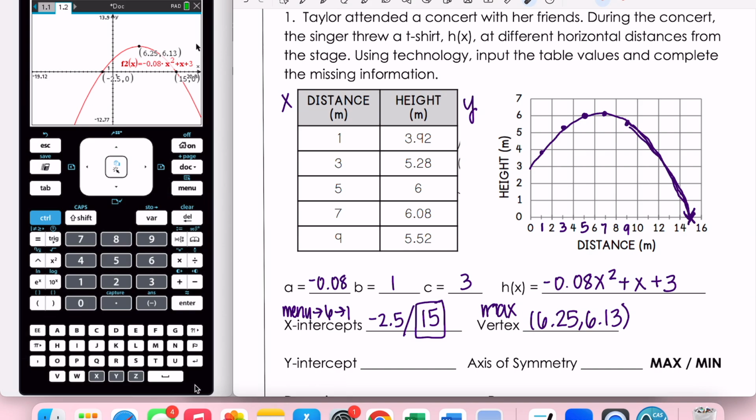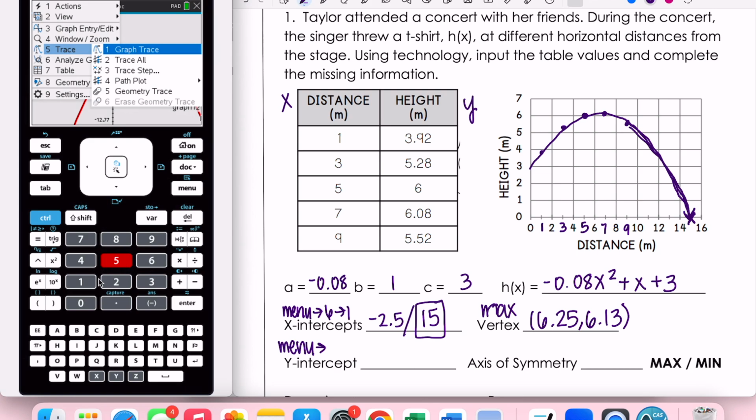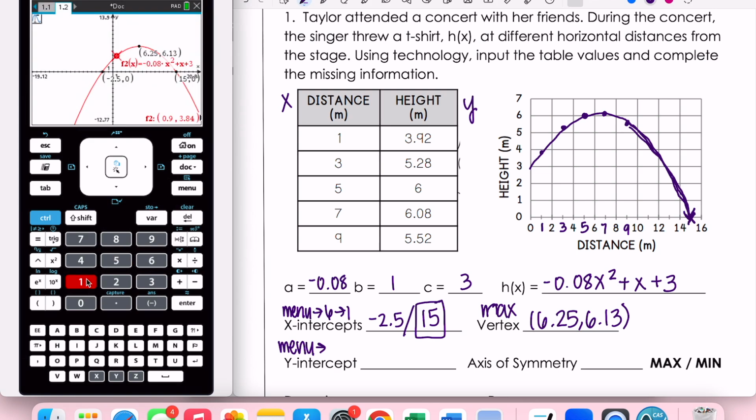Okay, next up, we want to identify our y-intercept. So remember, when we are identifying our y-intercept in our calculators, we are finding that by pressing menu, 5 for trace, and then we are pressing 1 for graph trace. What your calculator is going to do is it's going to give you a bullseye. We want to make sure that that bullseye is at where x is equal to 0. So if you notice when I pressed it, I had 0.9 and 3.84. I'm going to press the left button until I see that my x value is at 0. And here, whenever x is 0, my y value is 3. So here, my y-intercept is (0, 3).